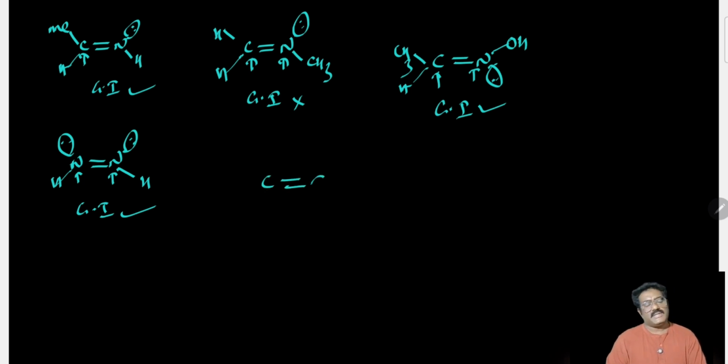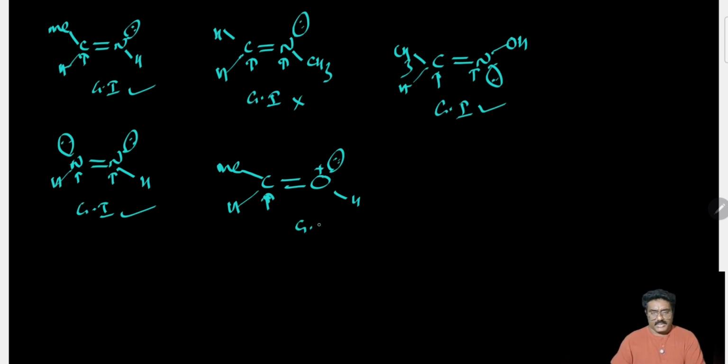Carbon double bond with oxygen, with H and methyl. This carbon side has different types of groups, and this oxygen has two different types of groups. It can show GI, a special case of geometrical isomerism. Have a look at the next example.